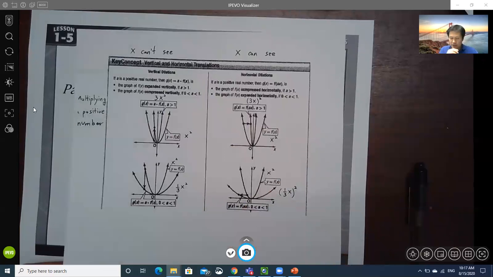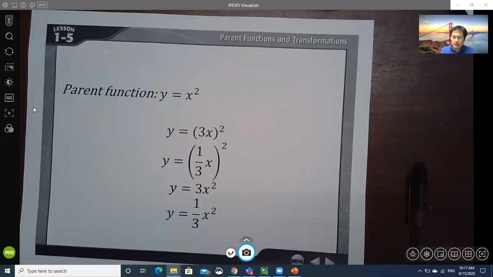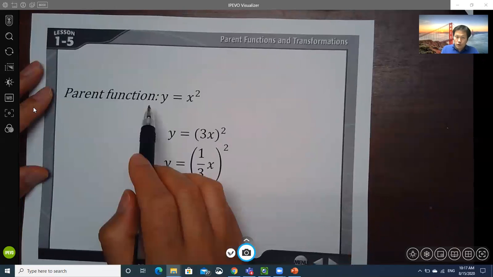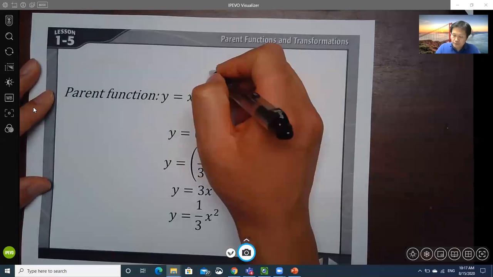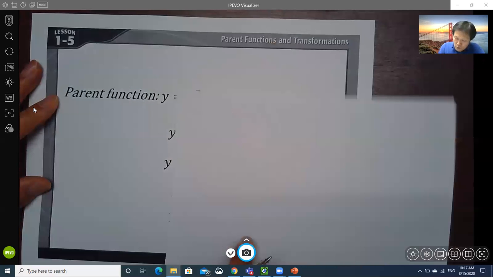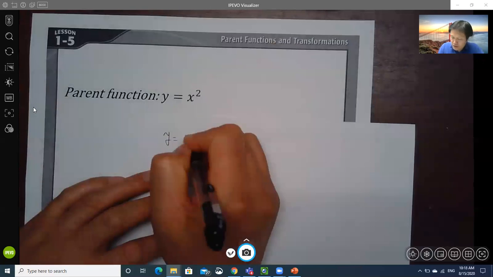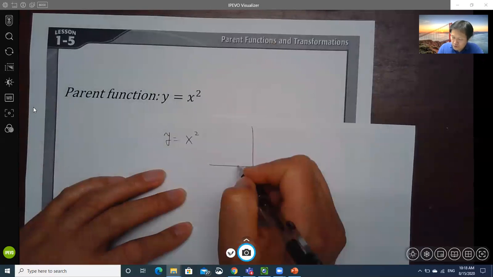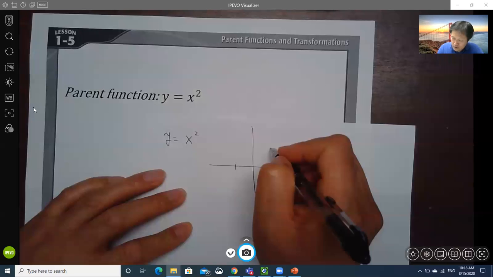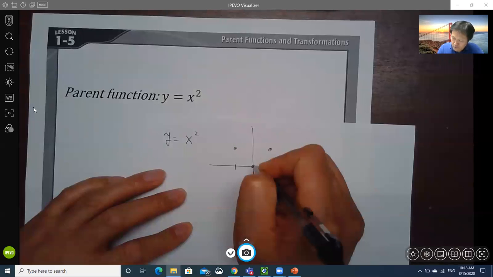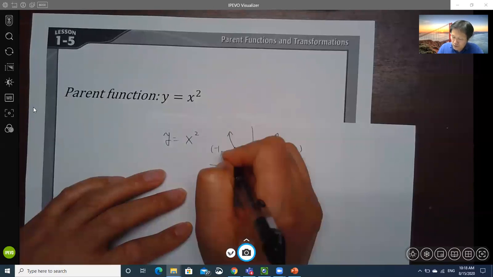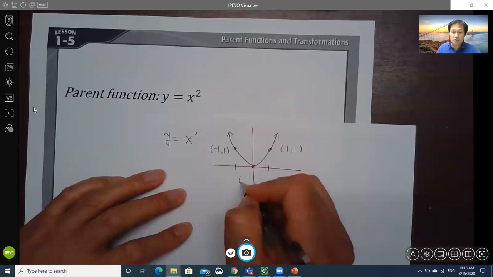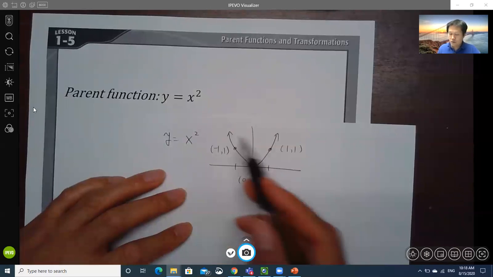So let me just give you an example of this. y equal to x squared, what does the graph look like? Again, the graph of y equal to x squared looks like this. You go 1 to the right, 1 to the left, you go up 1. This is the graph: (1, 1), (-1, 1), (0, 0). That's the graph of y equal to x squared.